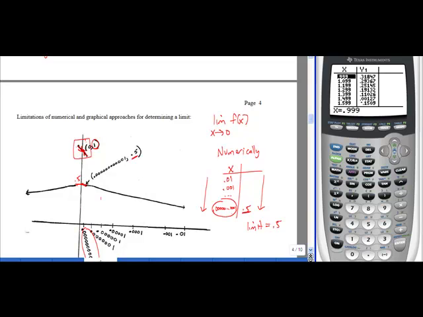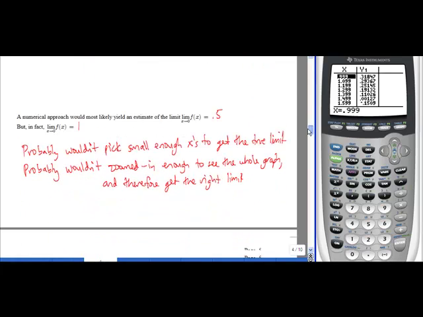So in this particular example, it's easy to get the wrong limit because you haven't either picked small enough x's or you haven't zoomed in enough on your graph to see the little piece that actually determines the limit. So you do have to be a little bit careful.